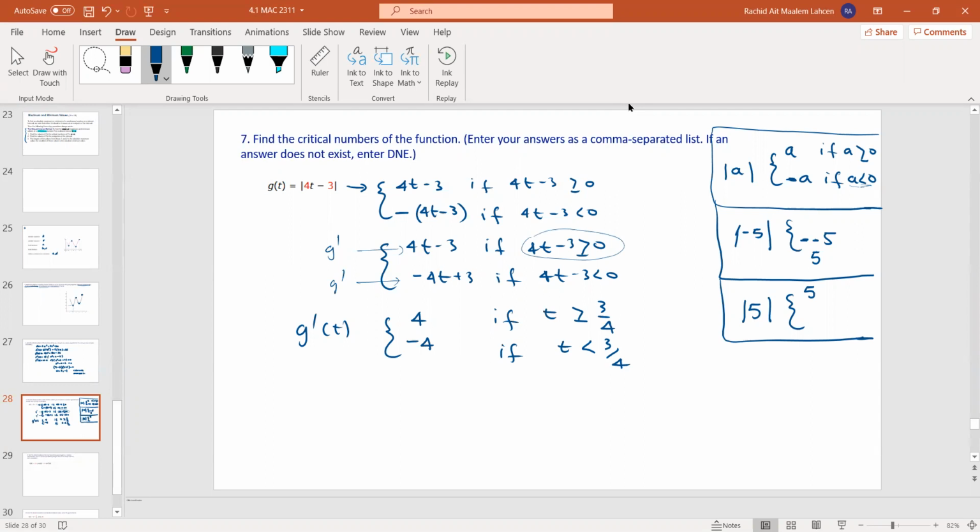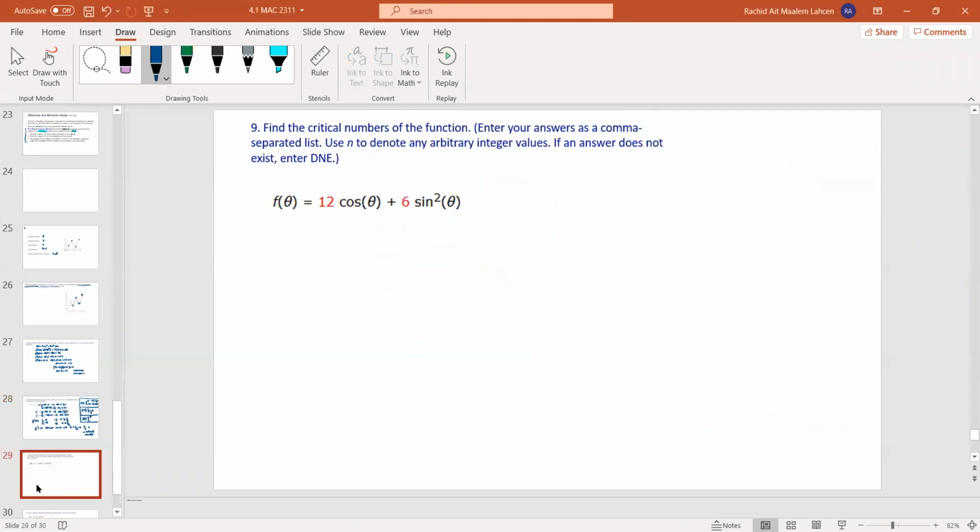So because these are not the same, the derivative does not exist at t equals 3/4. However, this 3/4 is a critical number. And when you graph this, that's going to be the lowest point of that vertex.